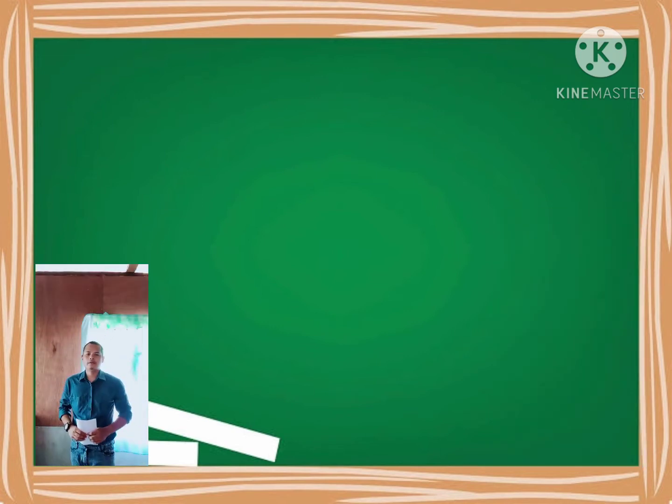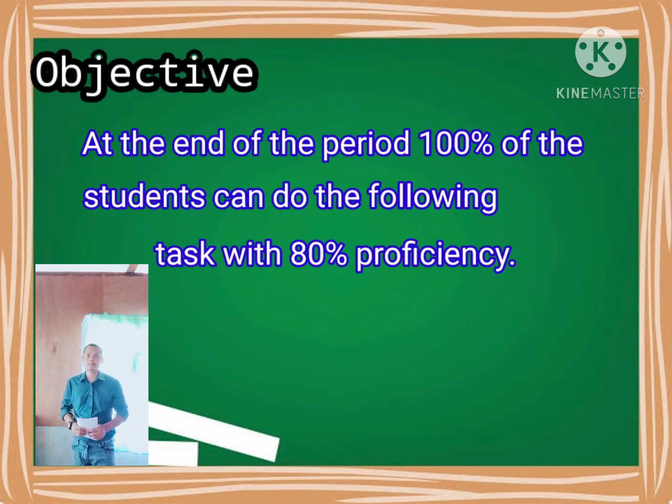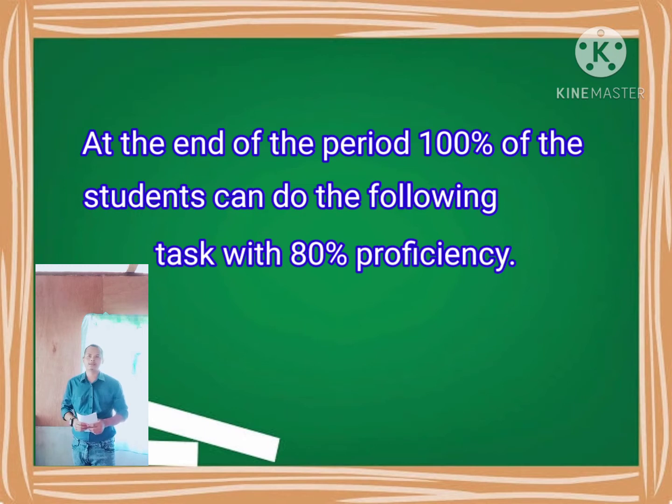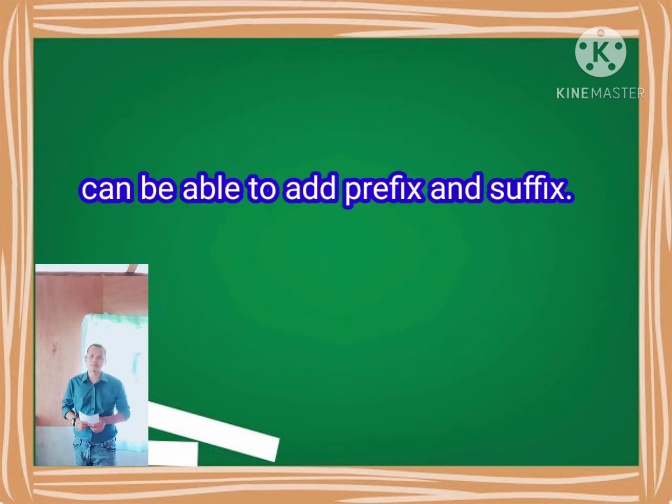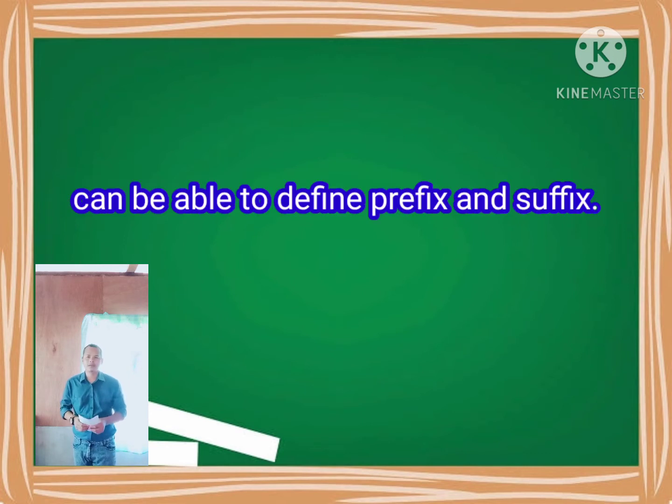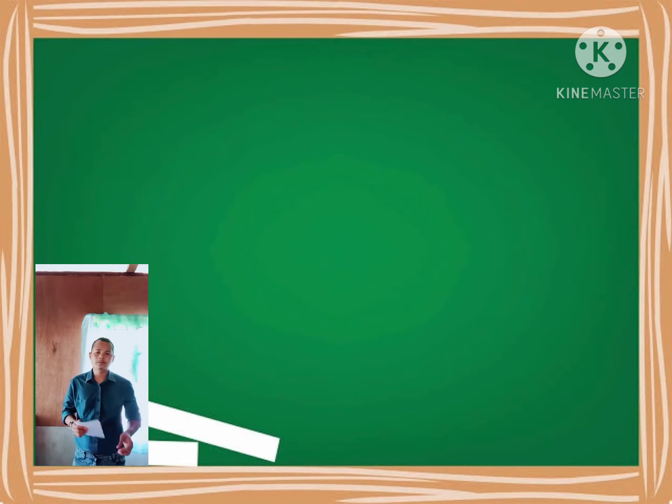Okay, now I will read the objective. At the end of the period, 100% of the students can do the following task with 80% proficiency. Be able to define affixes, be able to add prefix and suffix accurately, and be able to define prefix and suffix. Now, for the motivation drill, identify the word whether it is prefix or suffix.